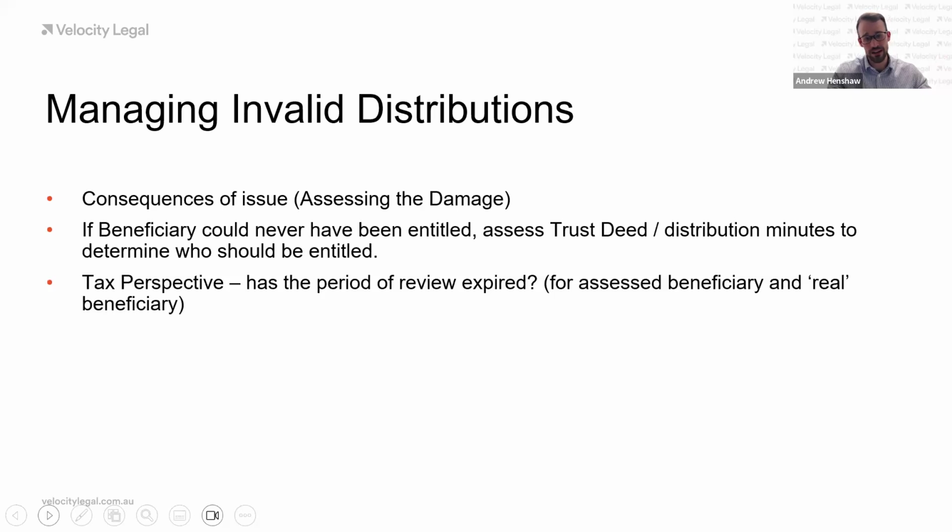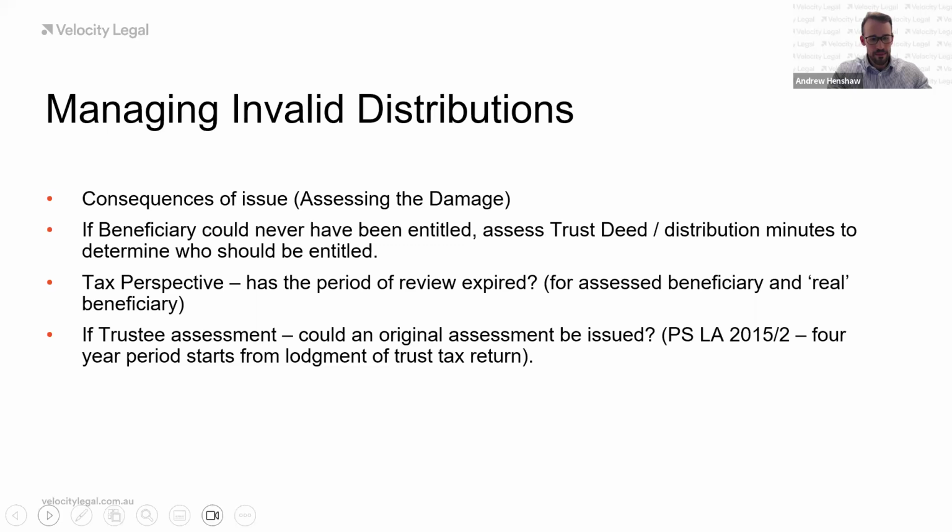From a tax perspective, has the Commissioner's period of review expired, both for who's actually been assessed and who should have been assessed? If we're dealing with 4-year periods and everyone's lodged returns on time, really you can only amend the last 4 years anyway, outside of fraud or evasion. If it's the trustee that's assessed, technically the trustee usually doesn't get an assessment because it doesn't have income. But what the Commissioner says in a practice statement from 2015 is that the period starts from the lodgement of the trust tax return. So that's an administrative ruling. It's probably not based in law, but there is some comfort about trustee assessments there.